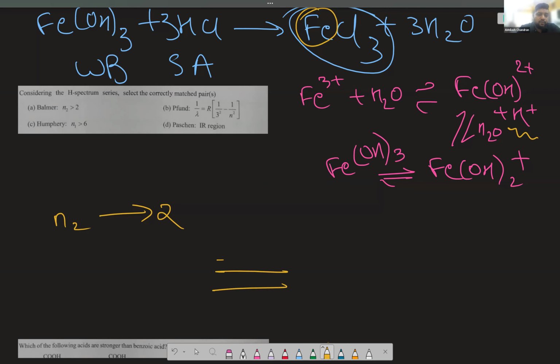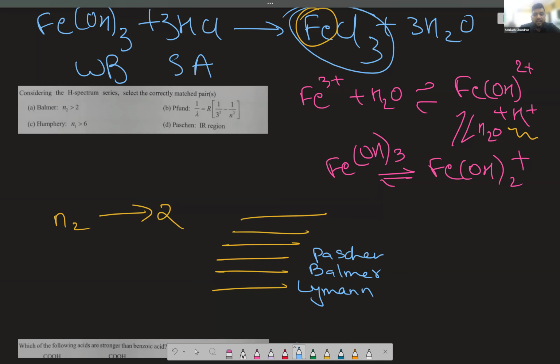I'm sure you have heard about this hydrogen spectrum. So you have any transition to 1, right? Any higher level to 1 transition is called your Lyman series, and any transition to level 2 is what you call your Balmer series. Any transition to 3 is Paschen series. Any transition to 4 is Brackett series. Any jump or transition to 5 is your Pfund series. And then any transition to 6 is your Humphrey series. Right? So Balmer is n to 2, which is fine.